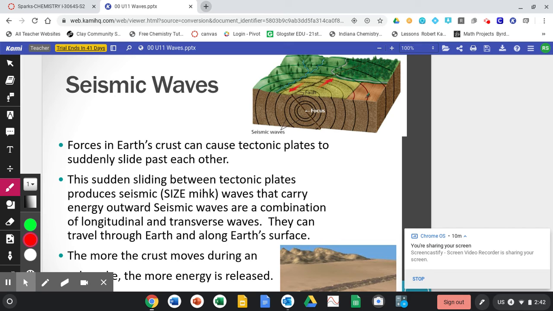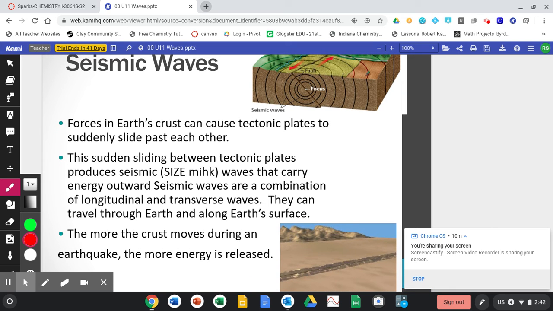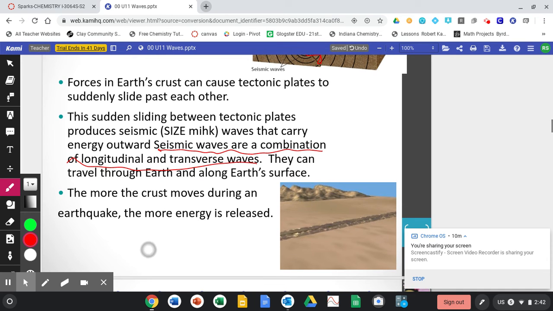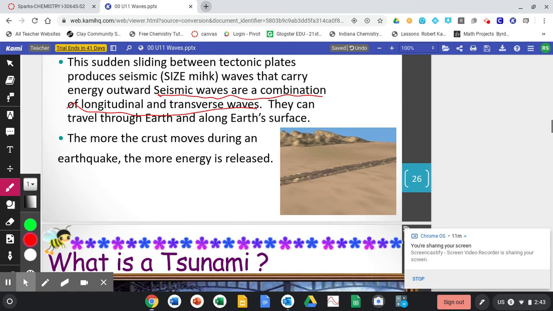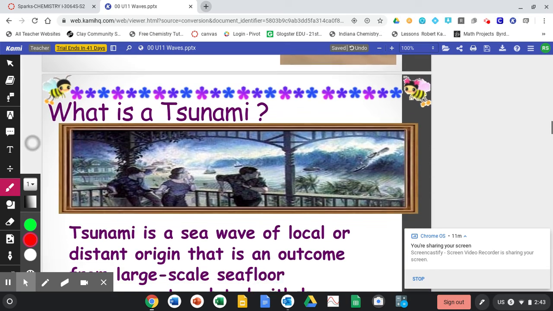And so earthquakes happen all the time on this planet. And what basically is happening is the Earth's crust can cause tectonic plates to suddenly slide past one another. So here you see two plates, and there's your fault. And if they do slide or move or shift, then boom, we have an earthquake. And seismic waves are a combination of longitudinal and transverse waves. So you might want to write that down about seismic waves. The more the crust moves during an earthquake, the more energy has been released.